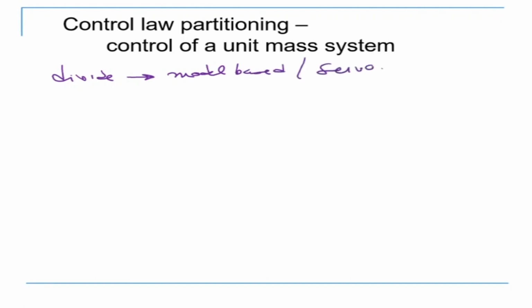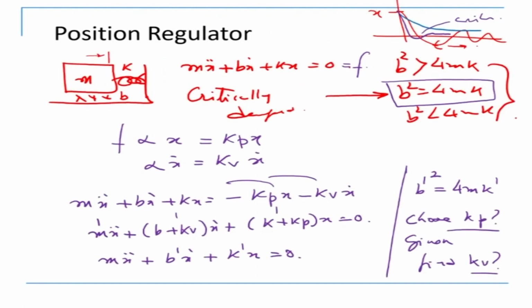Now what is this model based portion? Model based will contain the m, b and k parameters, and the servo will contain the gains, kp and kv. So if I go to the previous case, what we have seen is that in the control system, in the equation that I have written here, there is a kv and there is a kp.